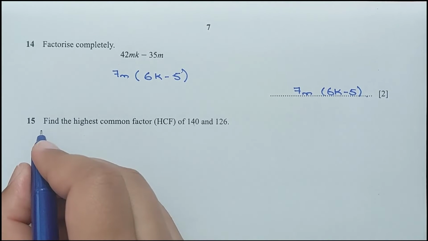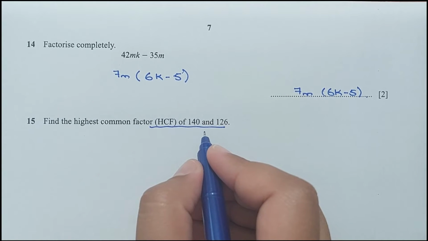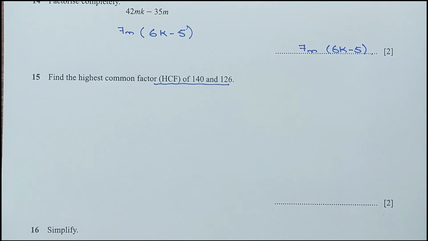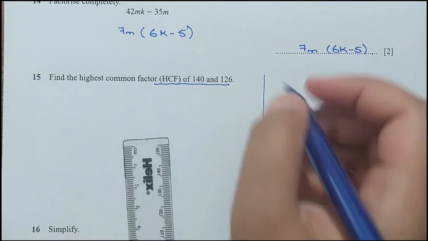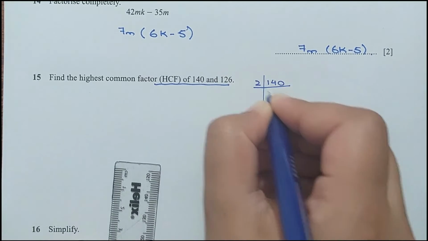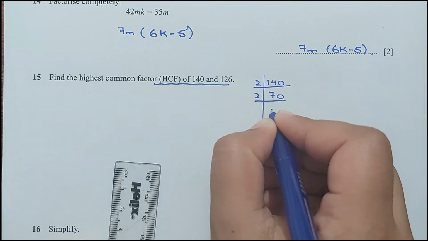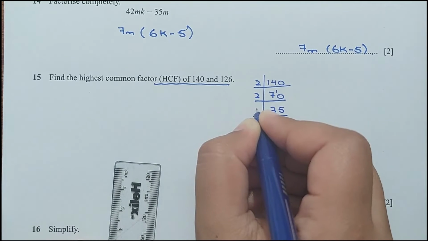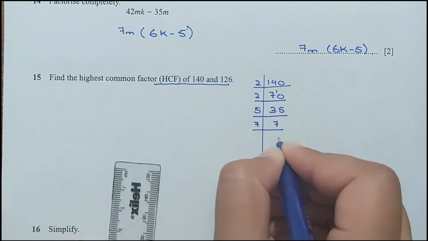Question number 15, find the highest common factor HCF of 140 and 126. For 140 and 126, we have to write down their prime factorizations first, and then we can easily find the highest common factor. Let me start with 140. 2 times 7 is 14 and 0. 2 times 3 is 6, and 2 times 5 is 10. And 5 times 7 is 35, and 7 times 1 is 7.